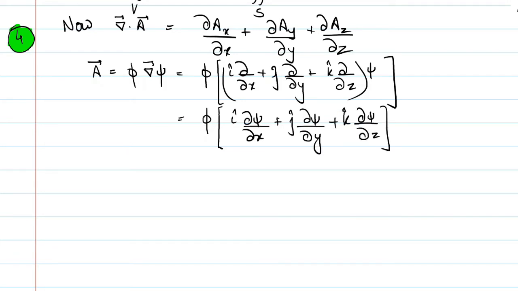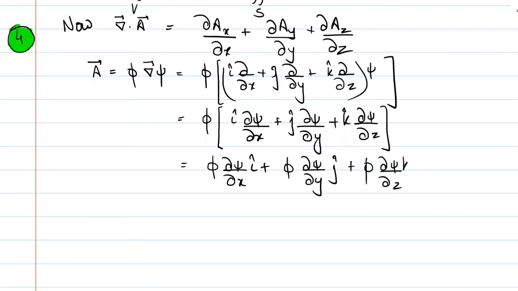Now this phi is scalar, and we have just simply put it in front, and there is no symbol in between, so no dot product, no cross product. So it will simply get multiplied just like any number. If we had 3 here, 3 would have simply multiplied with all the terms. Same goes for phi. I can write this as phi curly psi by curly x i cap plus phi curly psi by curly y j cap plus phi curly psi by curly z k cap. This is the vector A.